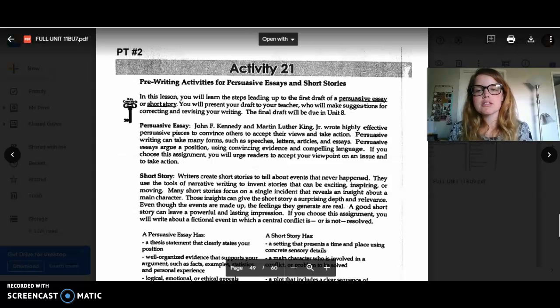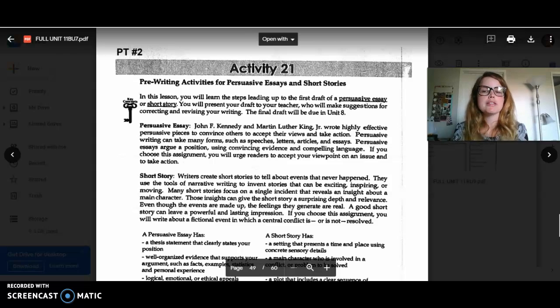But for Performance Task 2, what they ask you to do is write either a persuasive essay or a short story. So you get to choose. You don't have to write both, but you get to choose one or the other. Choose something you like because you're going to have to continue to work on this for Unit 8. For Unit 7, just the rough draft is due and the oral presentation. Unit 8, the final draft is due.